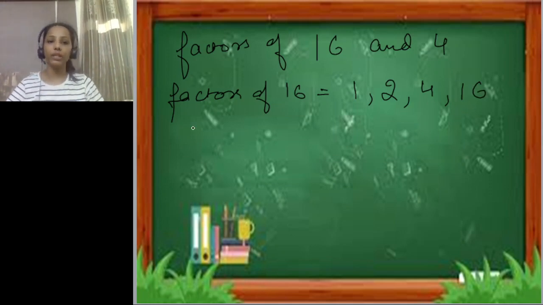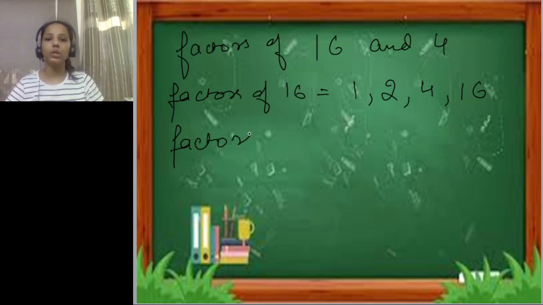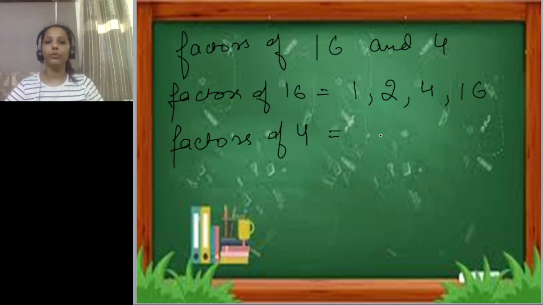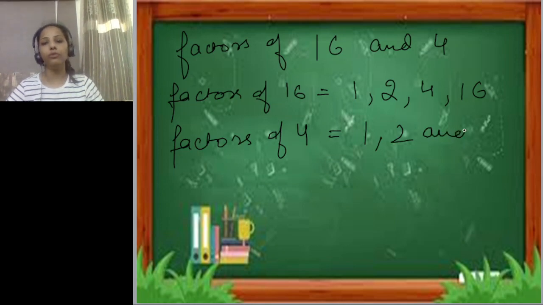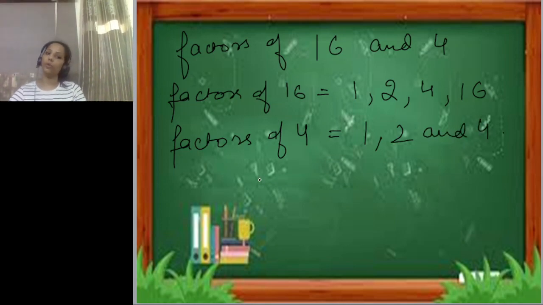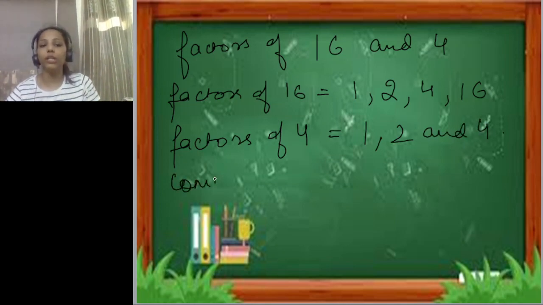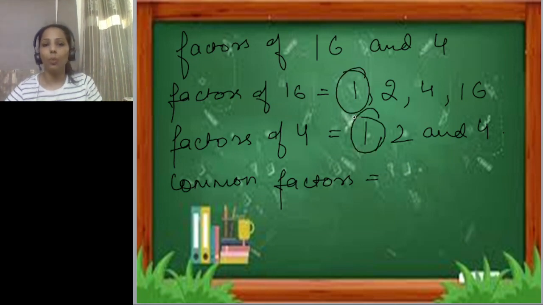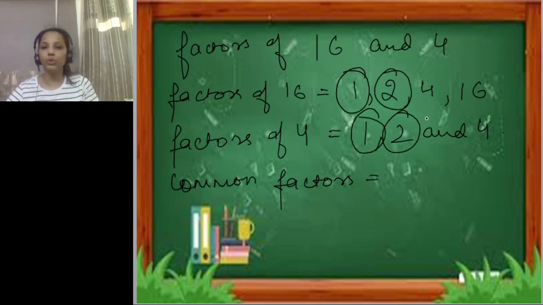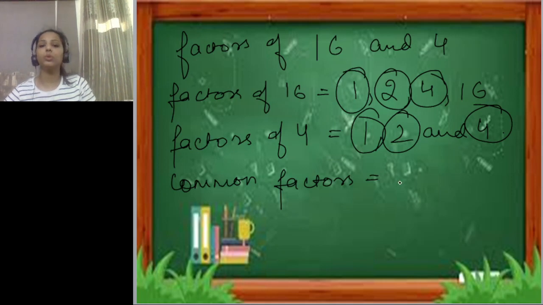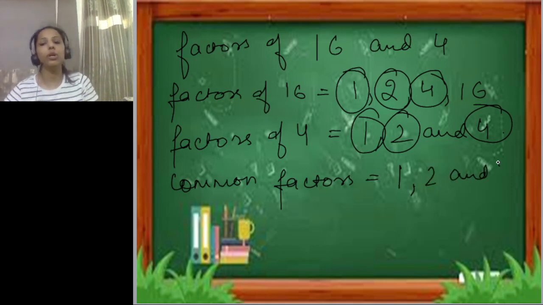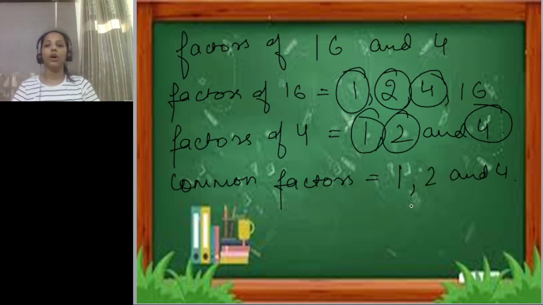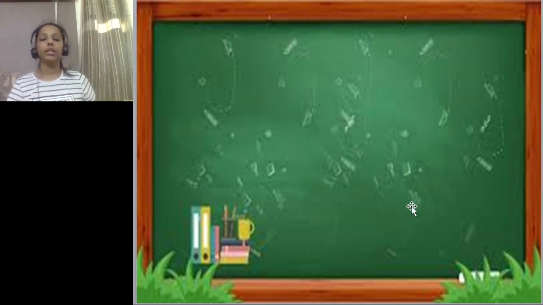Now, what are the factors of 4? We know 1, 2 and 4 are the factors of 4. Now, if we want to find the common factors for these two numbers, what will they be? Common factors will be 1, 2 and 4. So 1, 2 and 4 are the common factors. Okay, students?